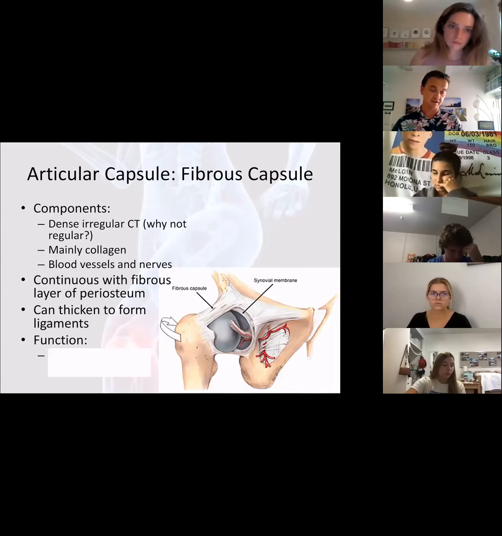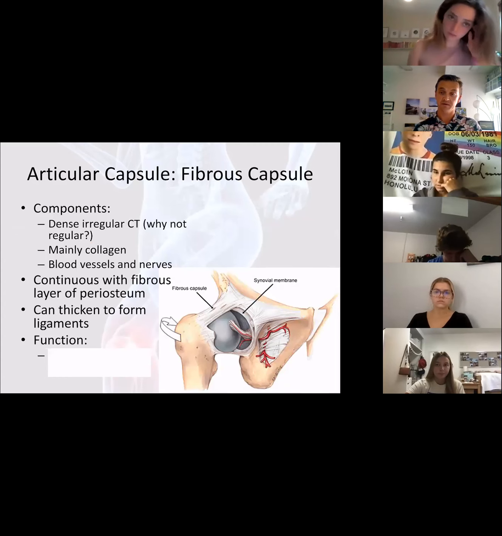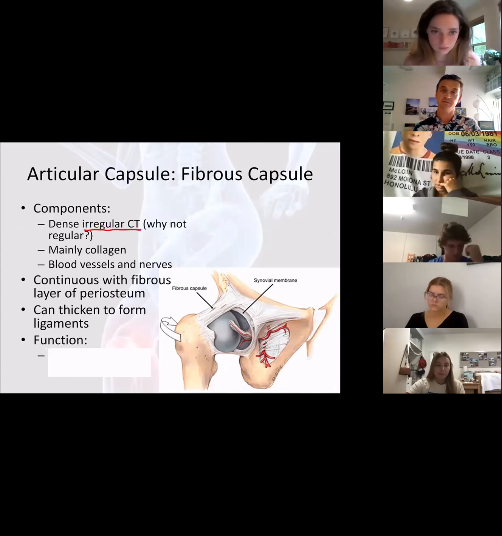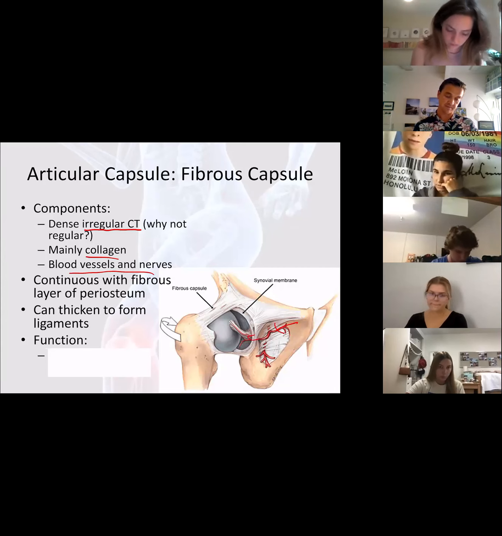Okay, so let's talk about the articular capsule first, and specifically the fibrous part of that. Remember that we talked about this as an example of a location where we found irregular connective tissue, right? Not regular connective tissue, because with irregular connective tissue, we have collagen going in multiple directions, so we can withstand force in multiple directions, not just one. And that's exactly what we need in a joint that can move in many different angles. So it's mostly made of collagen. Also, this is where blood vessels and nerves are housed, and you can see that.